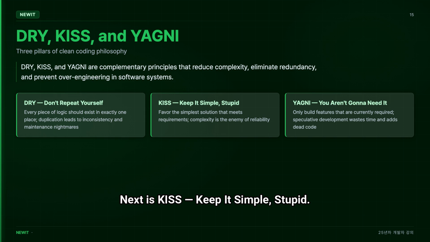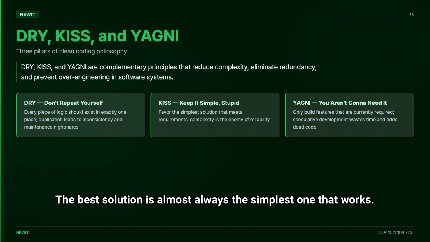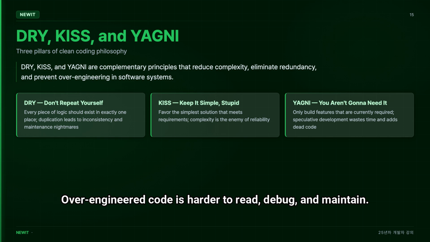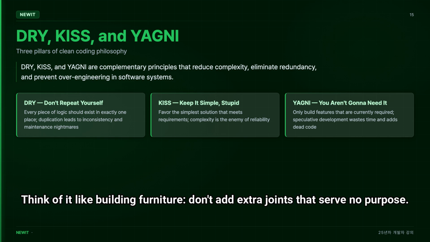Next is KISS, keep it simple, stupid. The best solution is almost always the simplest one that works. Over-engineered code is harder to read, debug, and maintain. Think of it like building furniture. Don't add extra joints that serve no purpose.